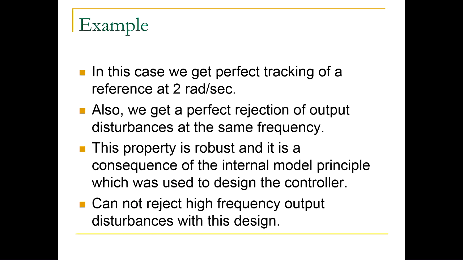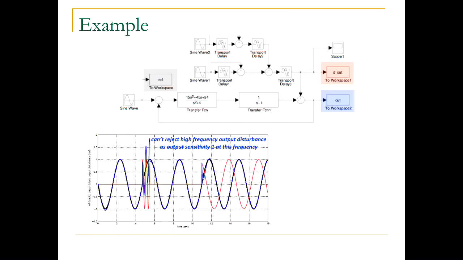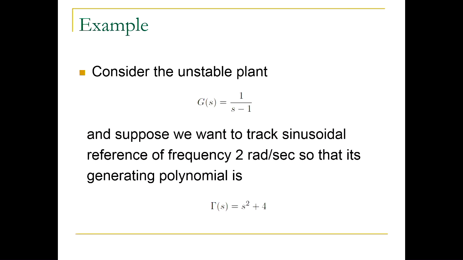So this is just a summary. We get perfect tracking of a reference at 2 radians per second. What would happen if I gave the system a reference of 4 radians per second? We won't get 0 steady state error. You can simulate this example. What happens if I give it a step reference input, a step signal? Just look at the controller and plant transfer function.